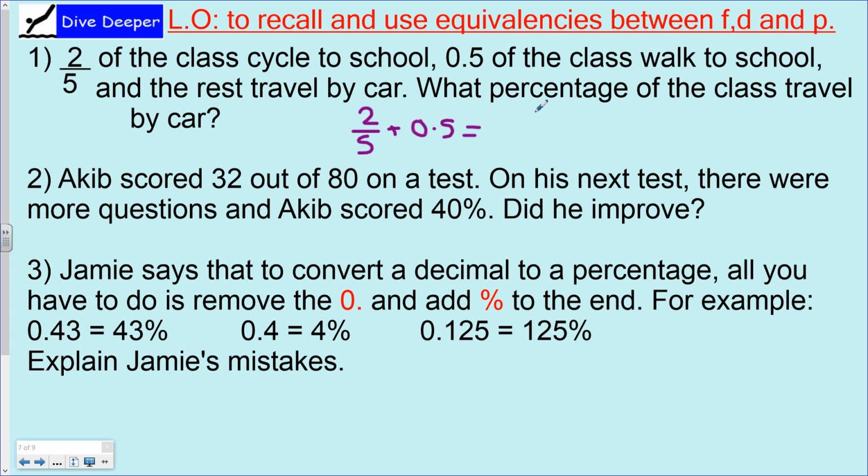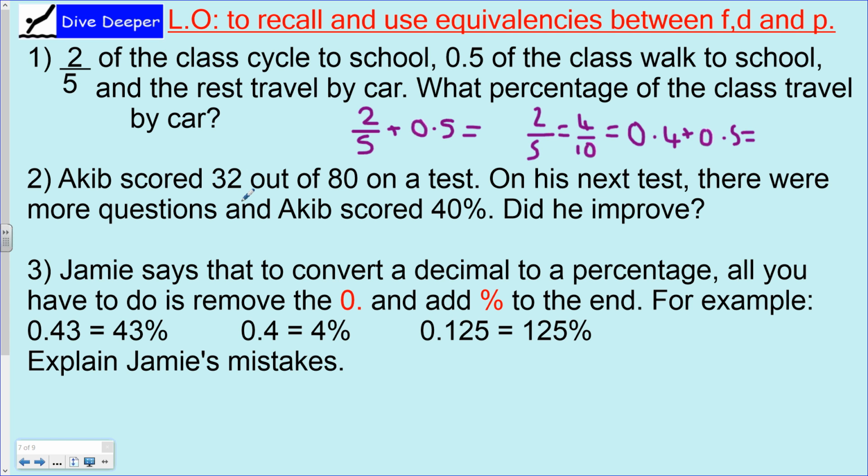So if it was 2/5, I would change them both into decimals. Well, I know that 2/5 is the same as 4/10, which is the same as 0.4. So 0.4 add 0.5 equals, and you should have that in your head, and then you should be able to work out what is left. So when you get your answer here, you need to work out what is left to get you to a whole, and then change that decimal into a percentage.